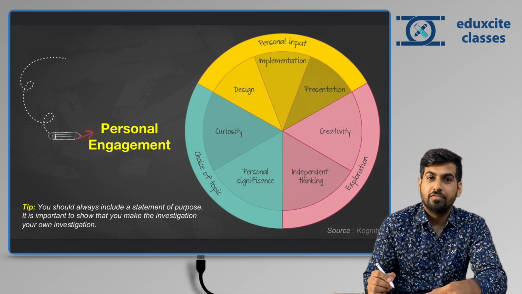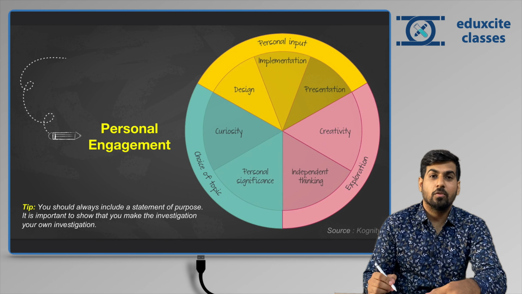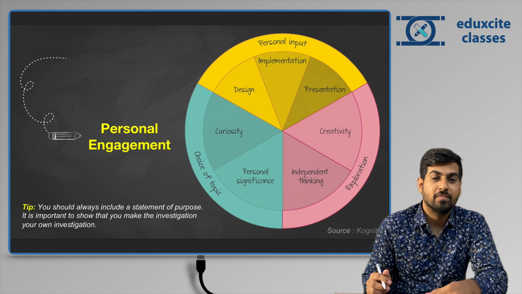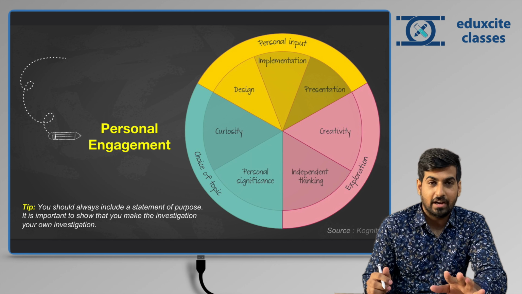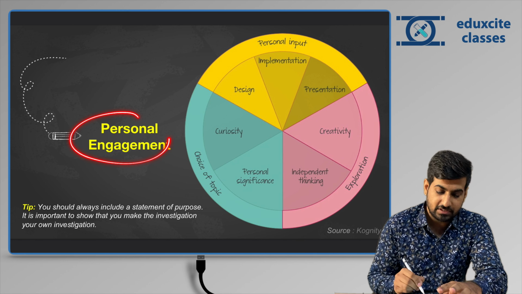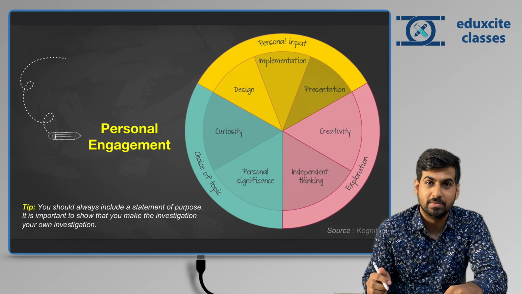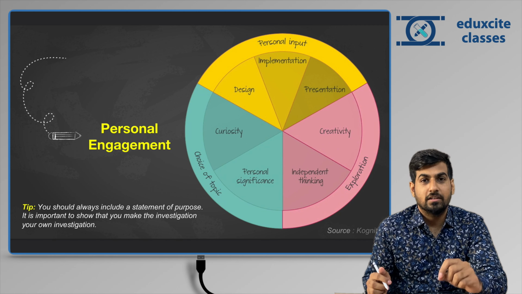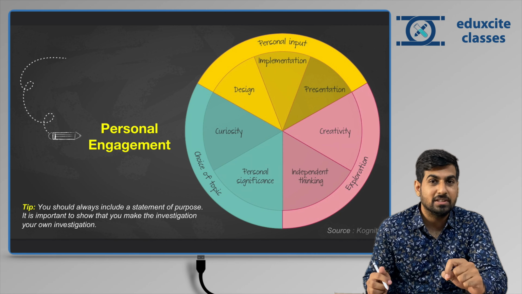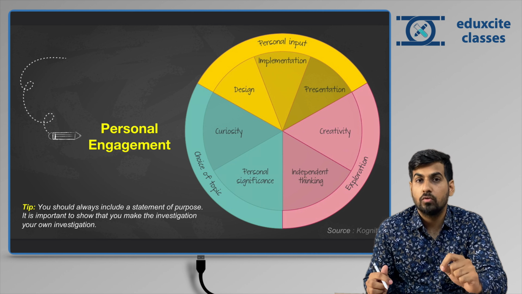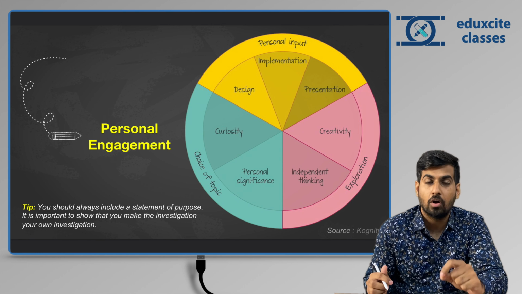So this is your very first criteria. If you go to the Physics IB guide, you will get 5 criteria. Okay, so this is your very first criteria, that is your personal engagement. And believe me guys, this personal engagement is being checked throughout your investigation, throughout your IA.